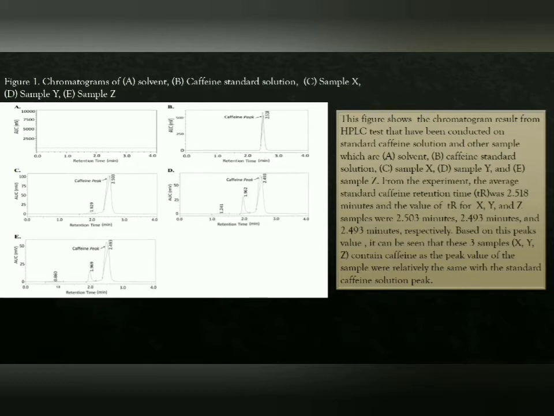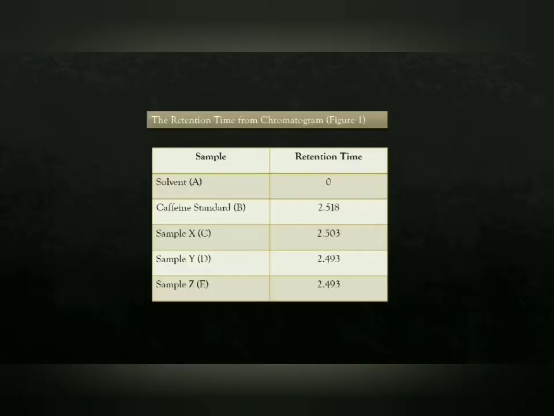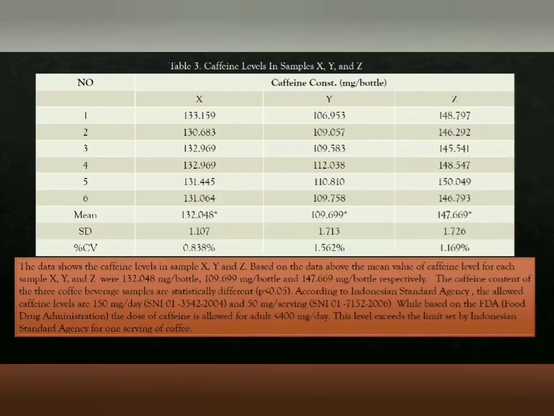Based on this peak value, it can be seen that these three samples, X, Y, and Z, contain caffeine, as the peak value of the samples were relatively the same as the standard caffeine solution peak. The retention time from chromatogram figure 1. Let's move on to Table 3. The data shows the caffeine levels in samples X, Y, and Z. Based on the data above, the mean value of caffeine level for each sample X, Y, and Z were 132.048 mg per bottle, 109.699 mg per bottle, and 147.669 mg per bottle respectively.